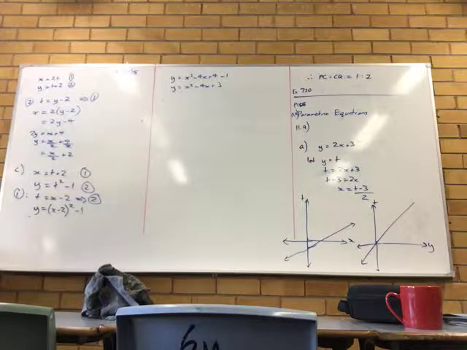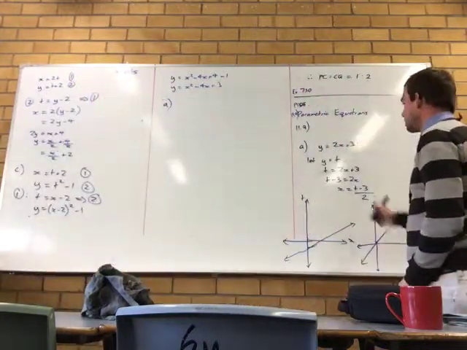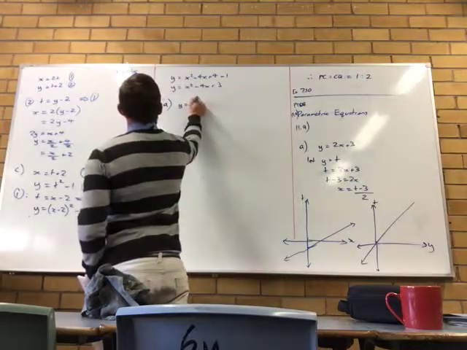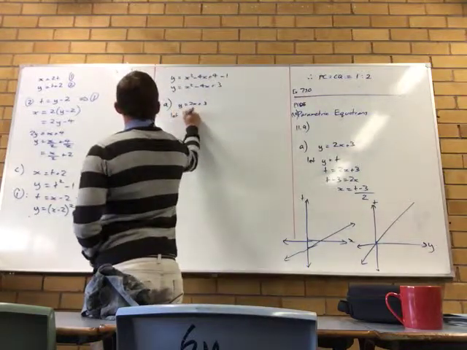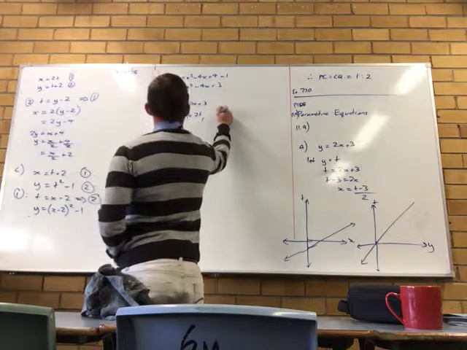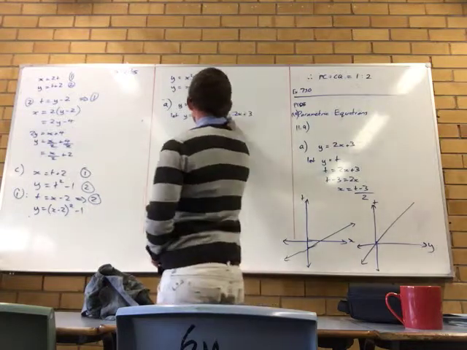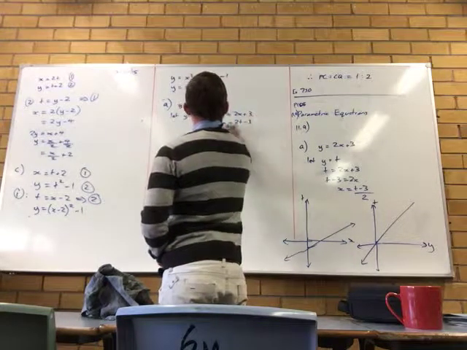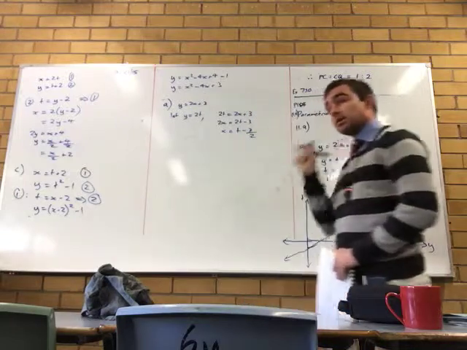So, note that there is an infinite number of ways the Cartesian equation can be written as a parametric equation. This depends on what we set as the parameter. For example, example A, y is 2x plus 3. I can do a different parameter if I wish. For example, let y be 2t, and that will make 2t equal to 2x plus 3. That's another valid solution.